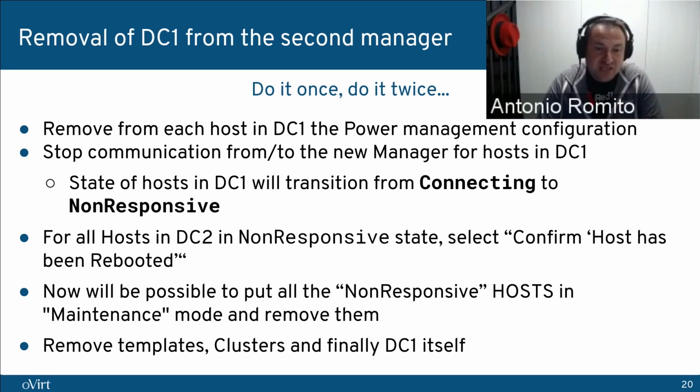We apply the trick from the manager again, lying to him, and for all the hosts in Data Center 1 in non-responsive state, we go to select Confirm host has been rebooted from the menu. By doing so, the manager will receive from the Rev administrator the info that no VM is running anymore on those hypervisor, even if it's not true.